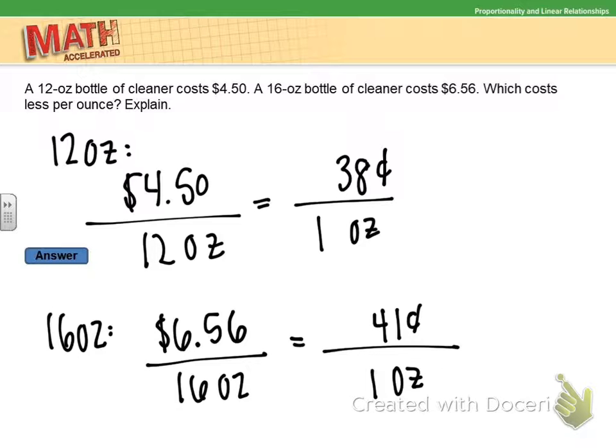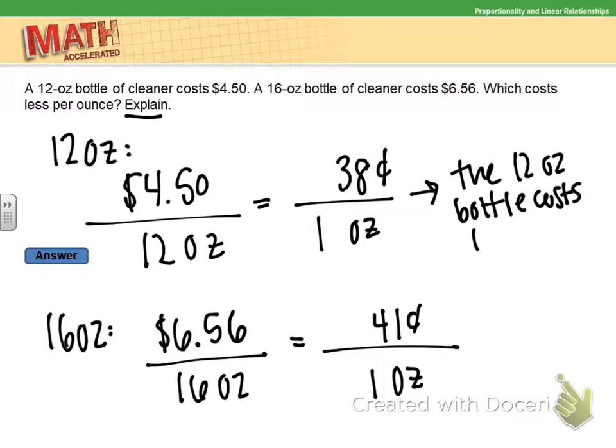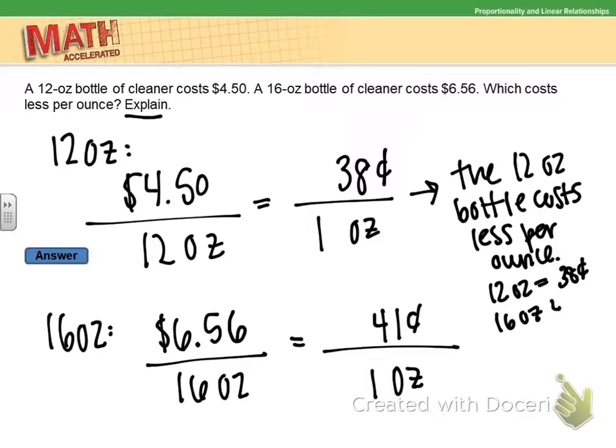The 12 ounce. And when it says right here to explain, I would say the 12-ounce bottle costs less per ounce than the bigger one. And then I would say, 12 ounce is 38 cents and the 16 ounce is 41 cents for each ounce. Okay. So when it says to explain, you just use your work that you found to explain the 12-ounce bottle costs less per ounce because it's only 38 cents per ounce. Okay.